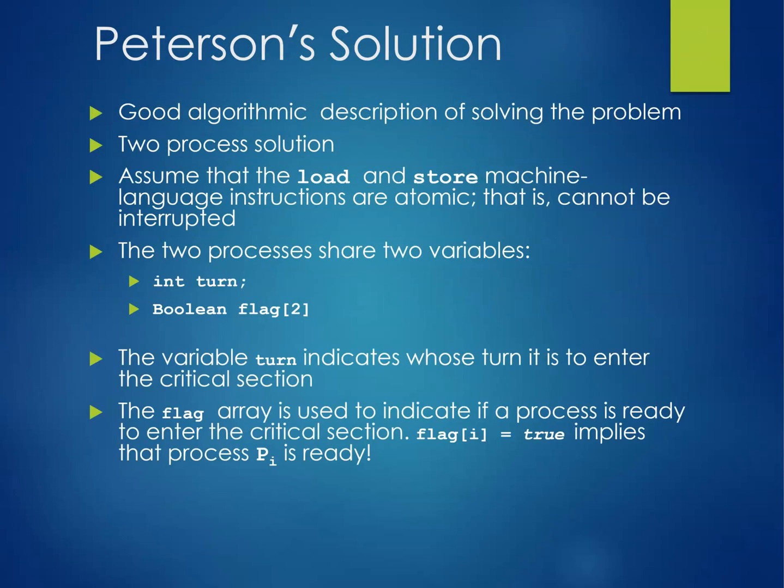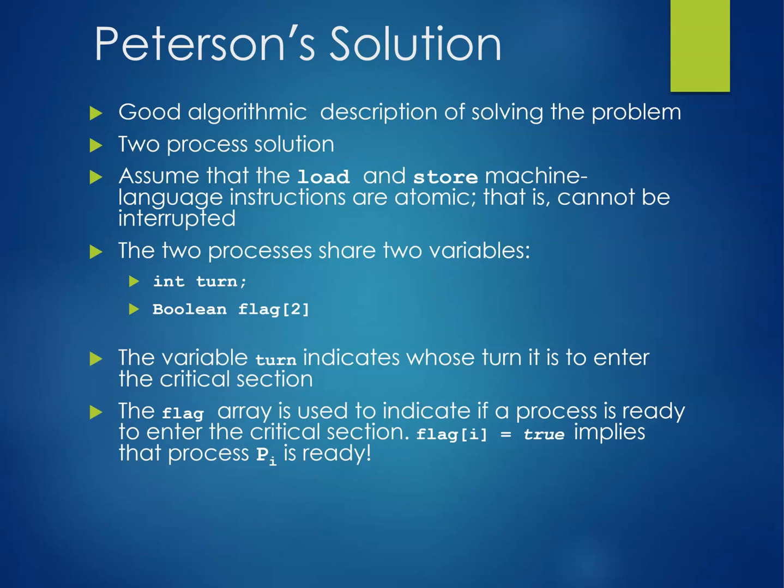So the first approach, Peterson's solution, is a good algorithmic solution to the problem. It is a two-process solution. We assume that the load and store machine language instructions are atomic. They can't be divided. The two processes share two variables, turn and flag. The variable turn indicates whose turn it is to enter the critical section. The flag array is used to indicate if a process is ready to enter the critical section.